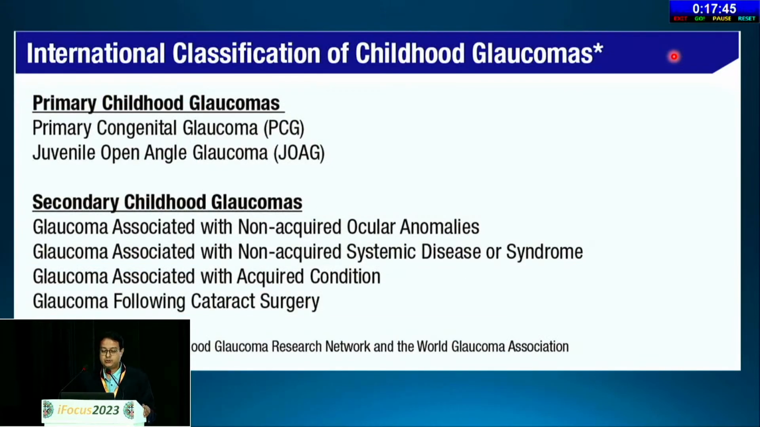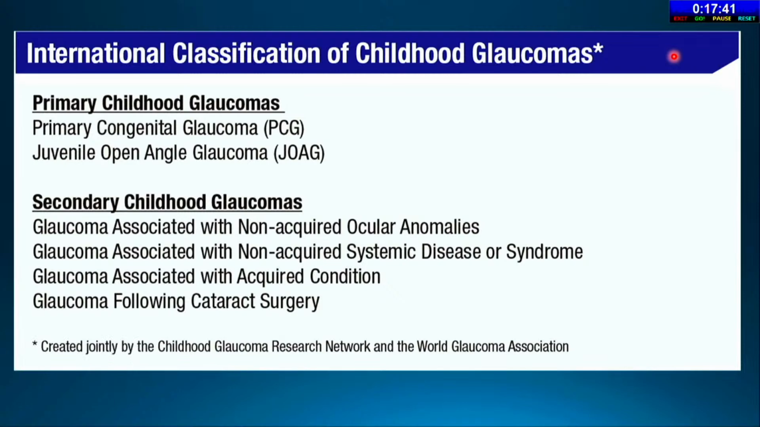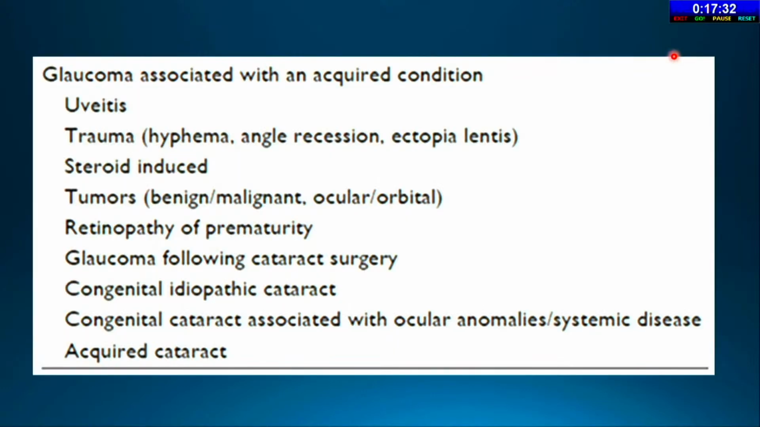Now, again, to classify the glaucomas, we take help of the CGRN classification. Primary childhood glaucomas are the primary congenital glaucoma, or the PCG, and the juvenile open-angle glaucoma, or the JOAG. And then we have the various types of secondary childhood glaucomas. Now, what may be the secondary childhood glaucomas? This can be associated with an acquired condition.